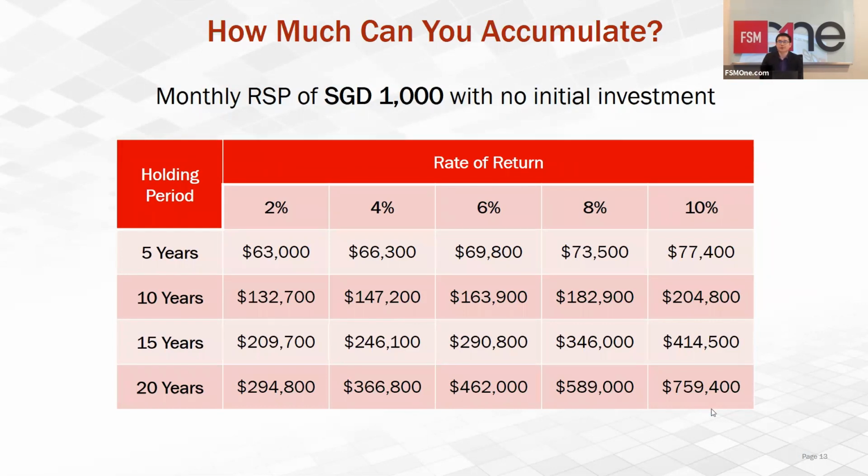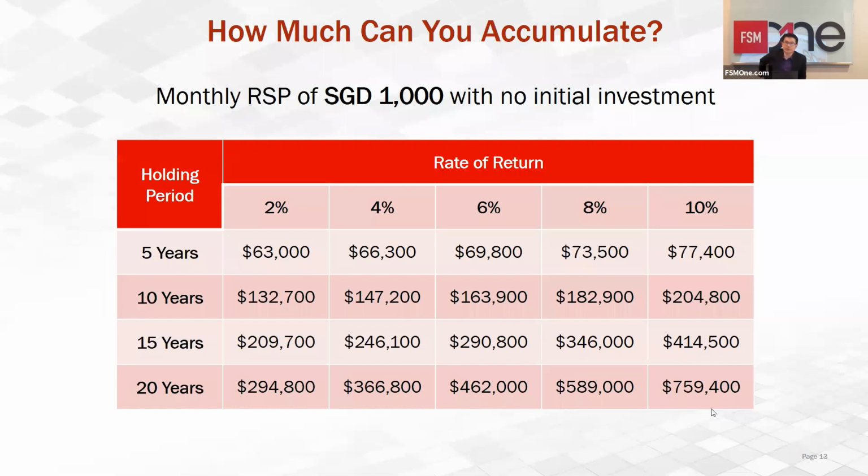I just wanted to highlight that there are some factors that will affect how much money you can accumulate. Obviously, one of the factors is the amount of money that you set aside every month. That's number one. Number two, the rate of return that you can get from your investments is also another important thing. The higher the rate of return that you can achieve, the more money you can accumulate by the end of your investment horizon.